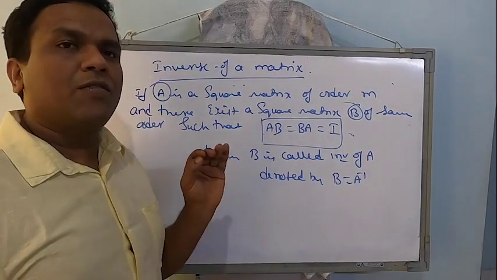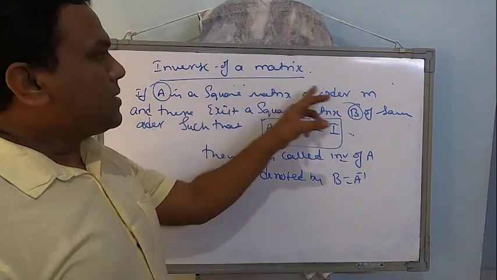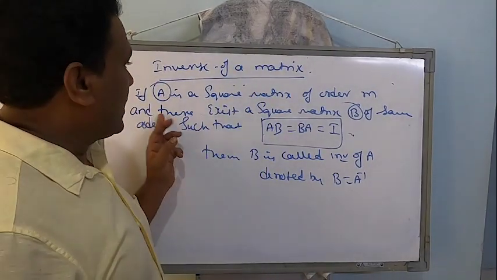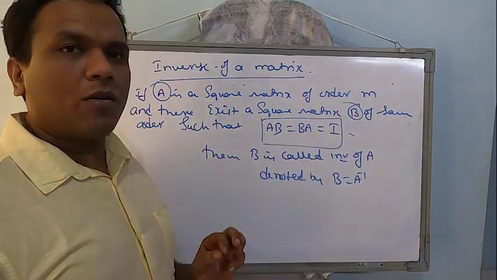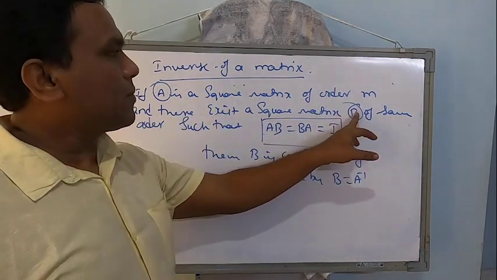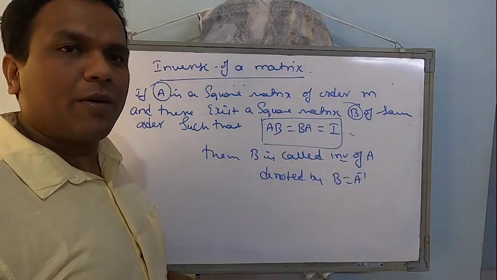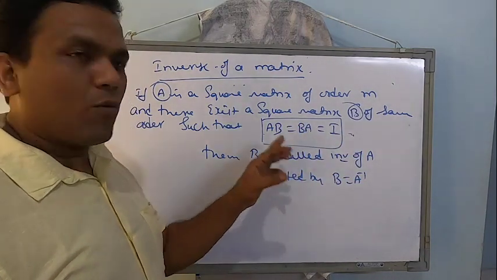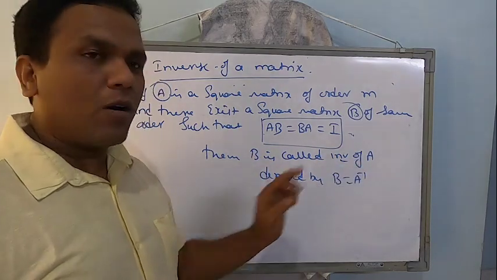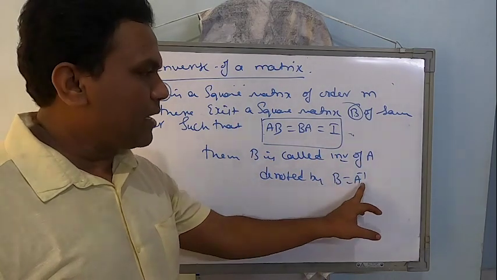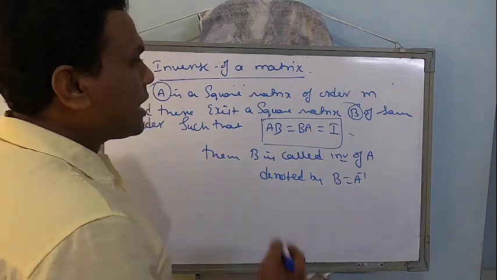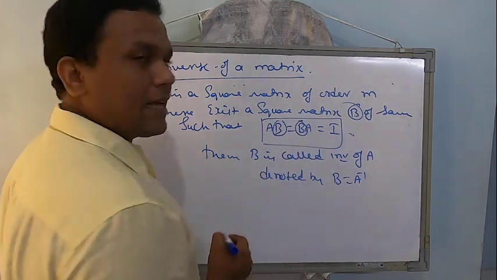So that's the definition to define the inverse of a matrix. If A is a square matrix of order M and there exists another square matrix B of the same order such that whenever you take the product AB or the product BA, the resultant matrix is going to be I, then the matrix B will be called the inverse of A. It is denoted by B equal to A inverse. That means instead of B, I can write A inverse.